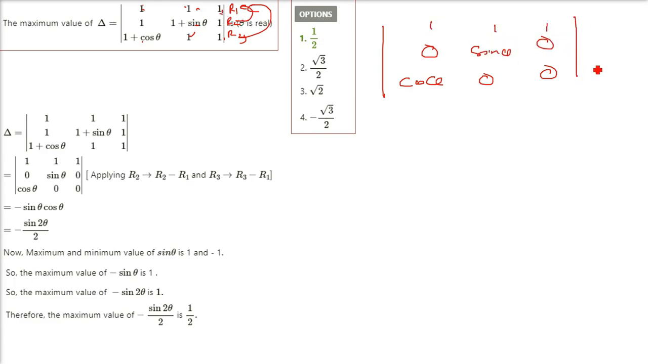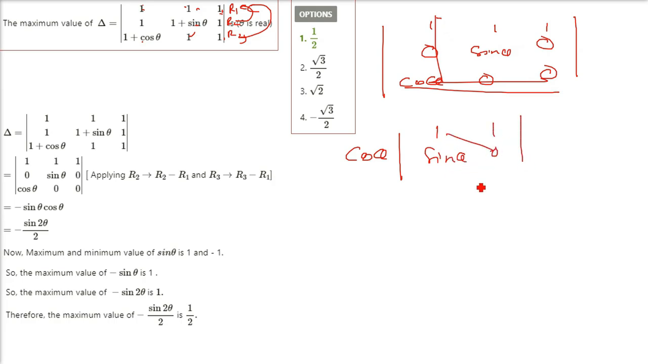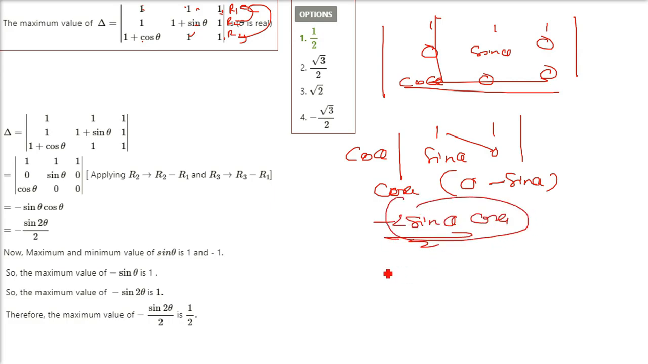And you can open it using any row or any column. So I am using the third row. So 1 into 0 is 0, minus sin theta cos theta, since the cos theta is outside. So minus sin theta cos theta it will be. Multiply by 2 and divide by 2, you get sin 2 theta, because 2 sin theta cos theta is sin 2 theta. Sin 2 theta by 2.